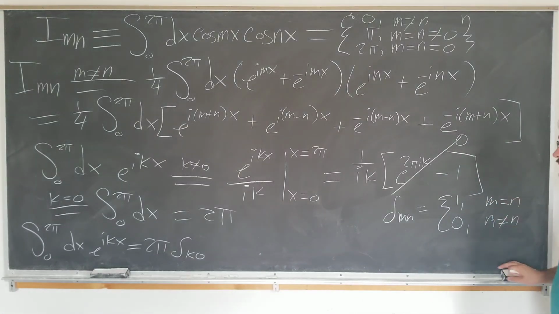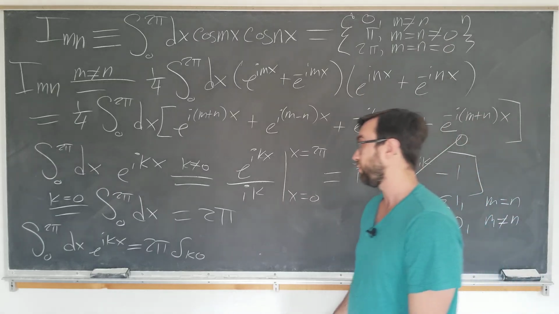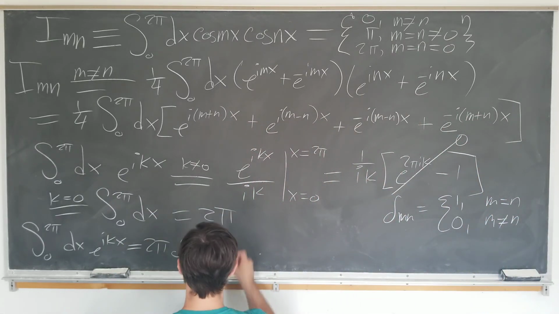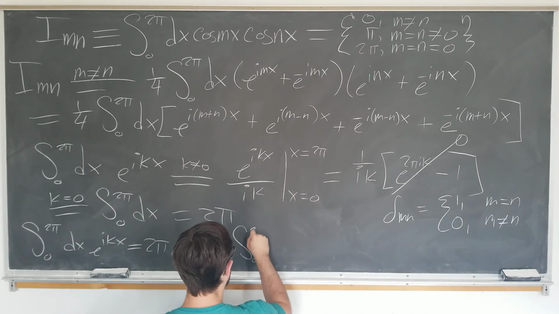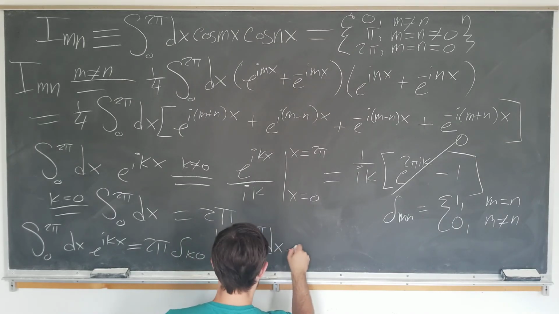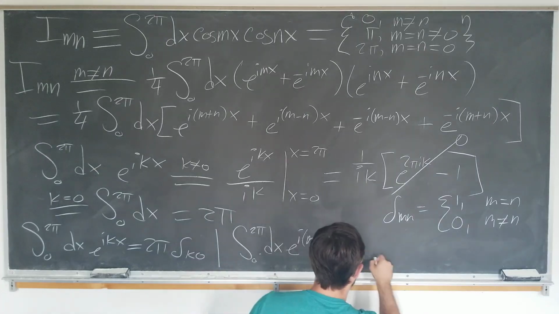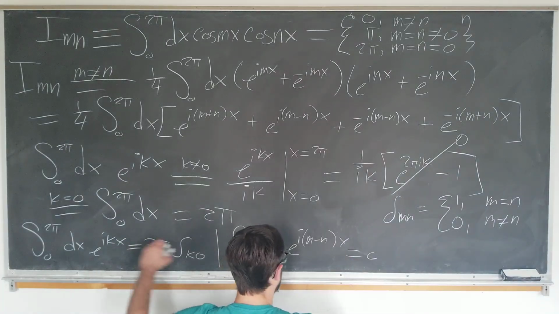There's actually a neater way to write this as well. If we let k be equal to m minus n, you can also write this as the integral from 0 to 2 pi with respect to x of e^(i(m-n)x) is equal to 2 pi delta_mn.